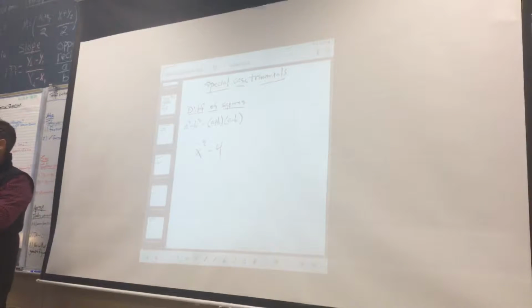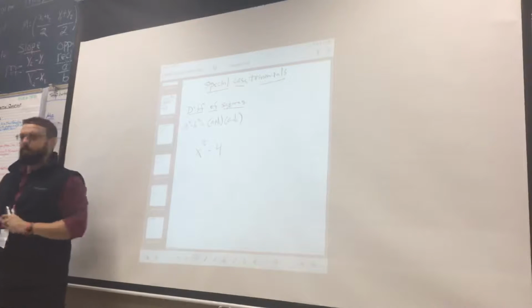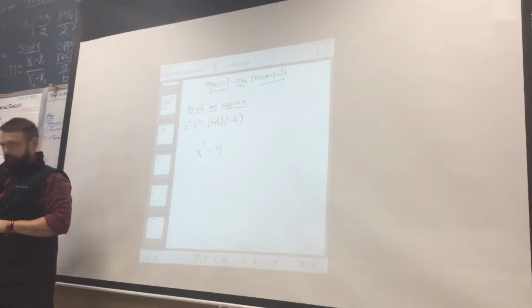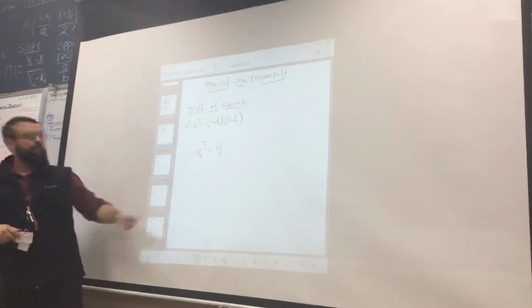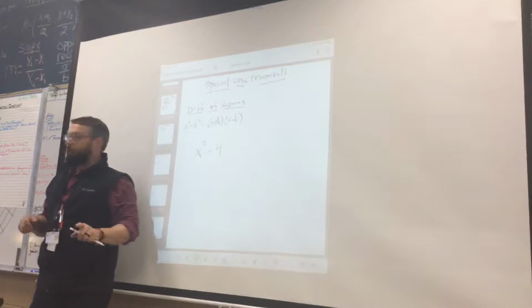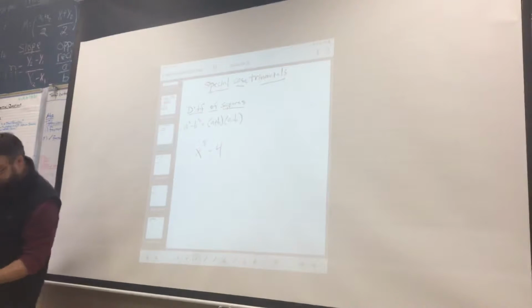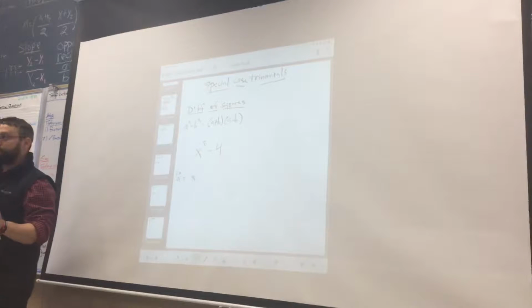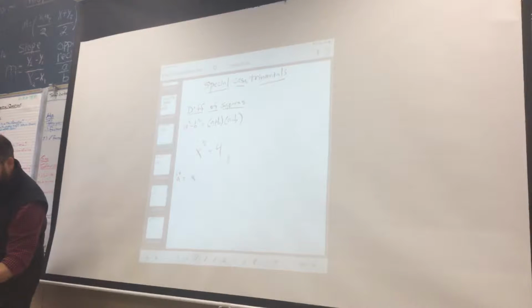It's got a minus sign in between the two terms. I look at the first term. Can I take the square root? Yes, it's x. Can I take the square root of 4? Yes, 2. Okay, so when I took the square root of x squared, that got me x. So that x is the a value. When I took the square root of that 4, and I got 2, that's your b value.